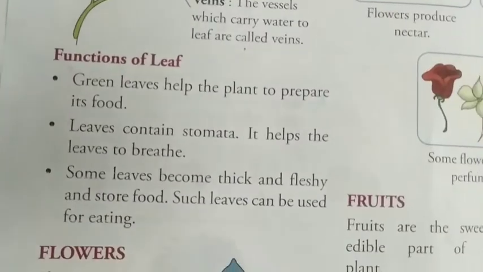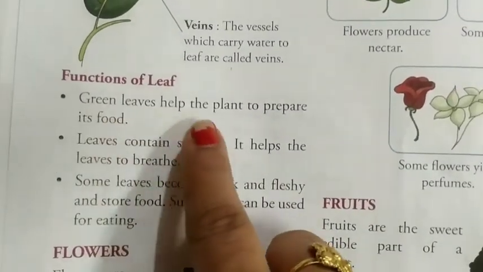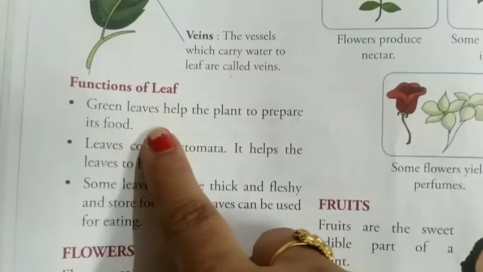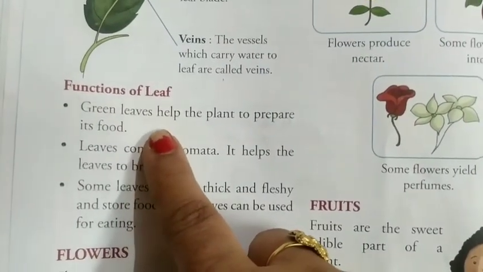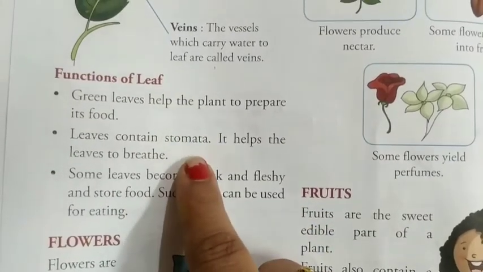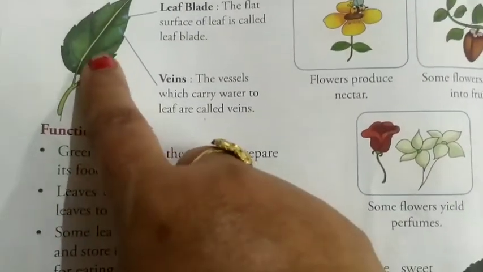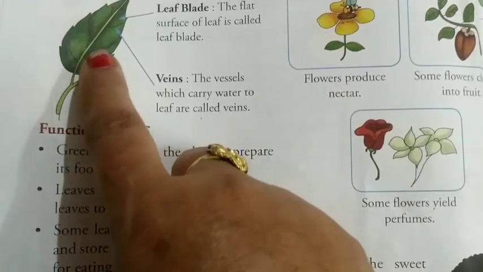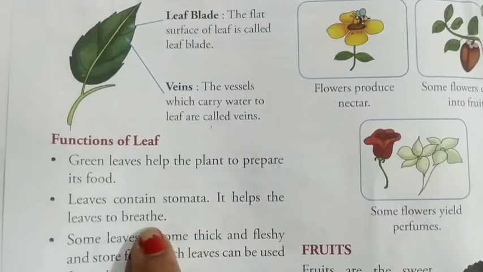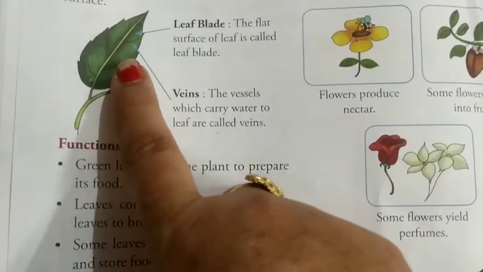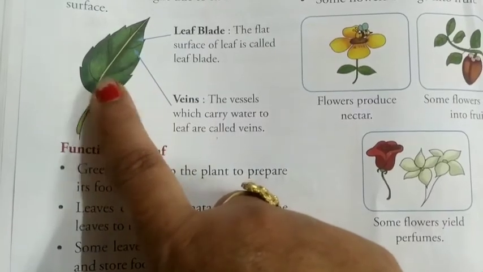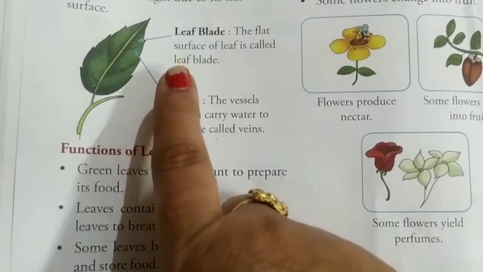Now function of leaf. Green leaves help the plant to prepare its food. I have already told you that leaves are the kitchen of the plant. They help the plants to prepare their food. Leaves contain stomata. Leaves have tiny pores. The tiny holes inside the leaf are called stomata, and they help the leaves to breathe. Stomata help the leaf to breathe, to take in carbon dioxide and exhale oxygen.